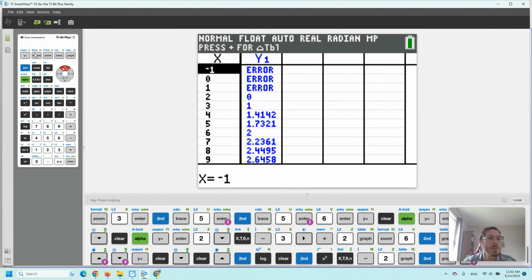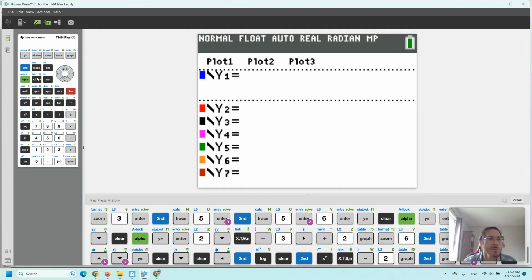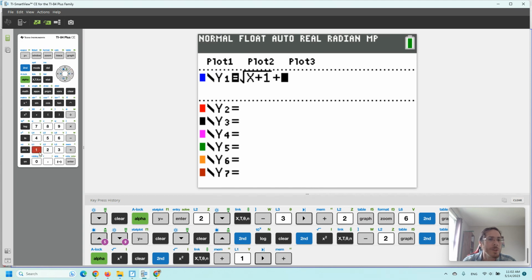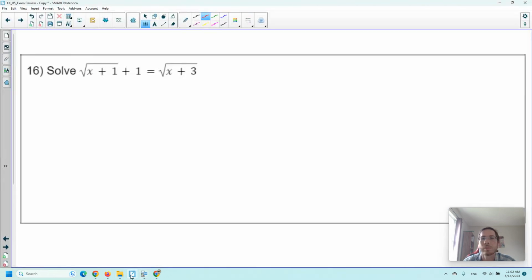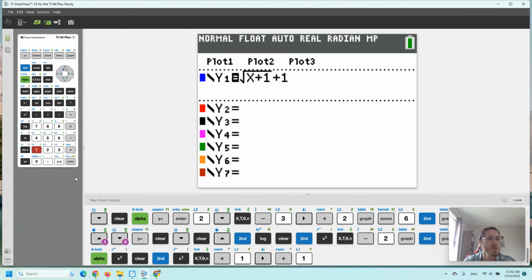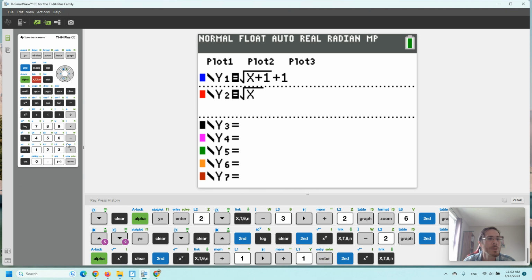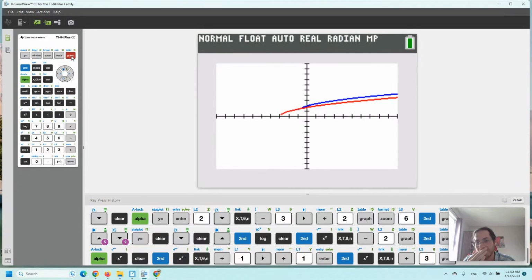So square root x plus 1. That is not a square root. And then I think we had plus 1 after that. I have to double check that. Okay, yeah. And then square root x plus 3 is down here. All right, then we're going to graph it, and we're going to see if we can see where those connect. And yeah, it looks like they connect at like -1.